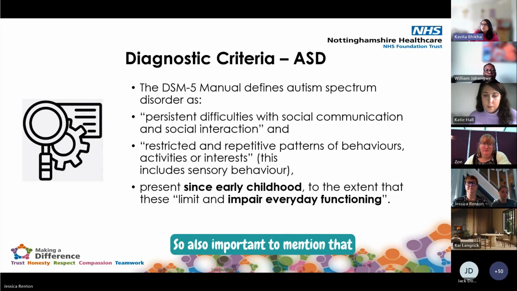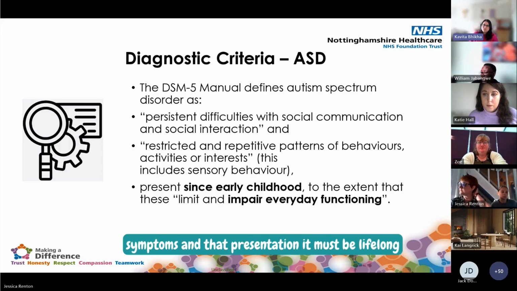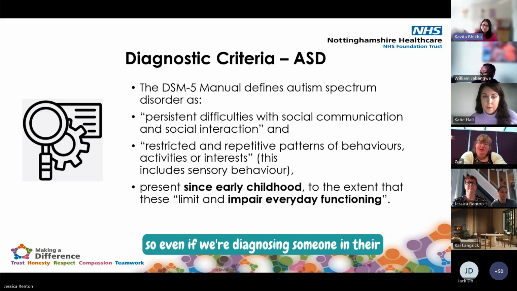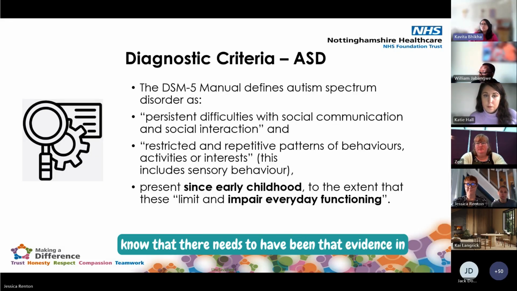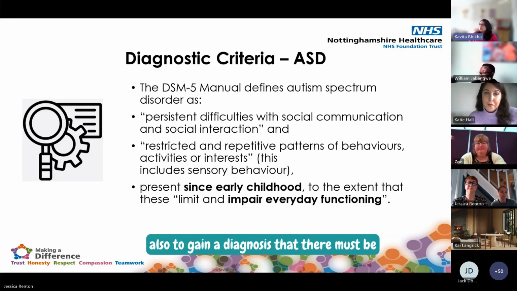So also important to mention that autism is a neurodevelopmental condition. By that, we're meaning that the symptoms and that presentation must be lifelong and present since childhood. So even if we're diagnosing someone in their later years, there needs to have been evidence in their early years that it was just missed, as opposed to it starting at a later time. And also, to gain a diagnosis, there must be evidence that there is an impairment to a clinical level, so limiting someone's everyday function. I appreciate a lot of that terminology is very clinical and diagnostic terms.